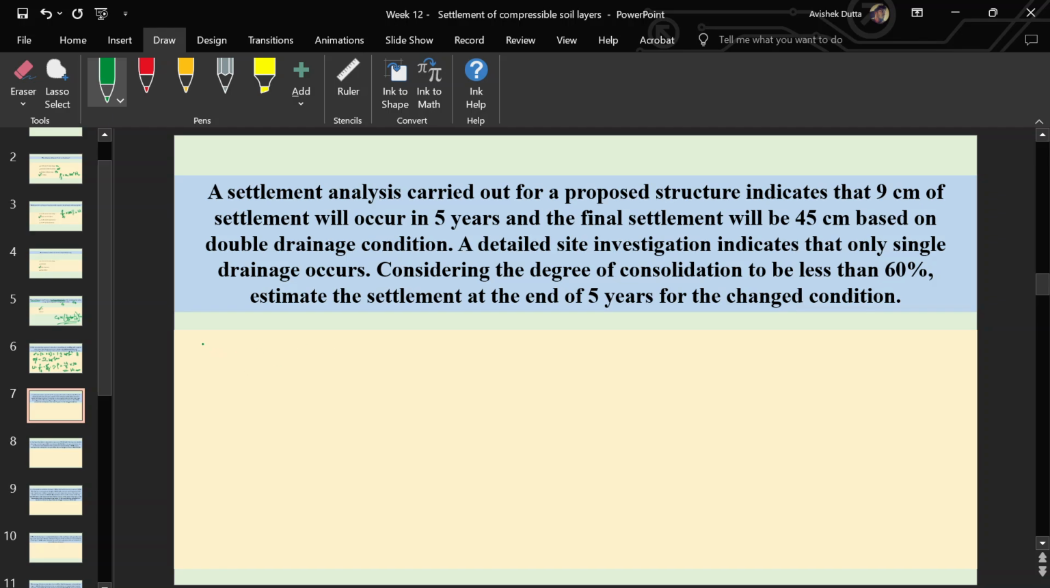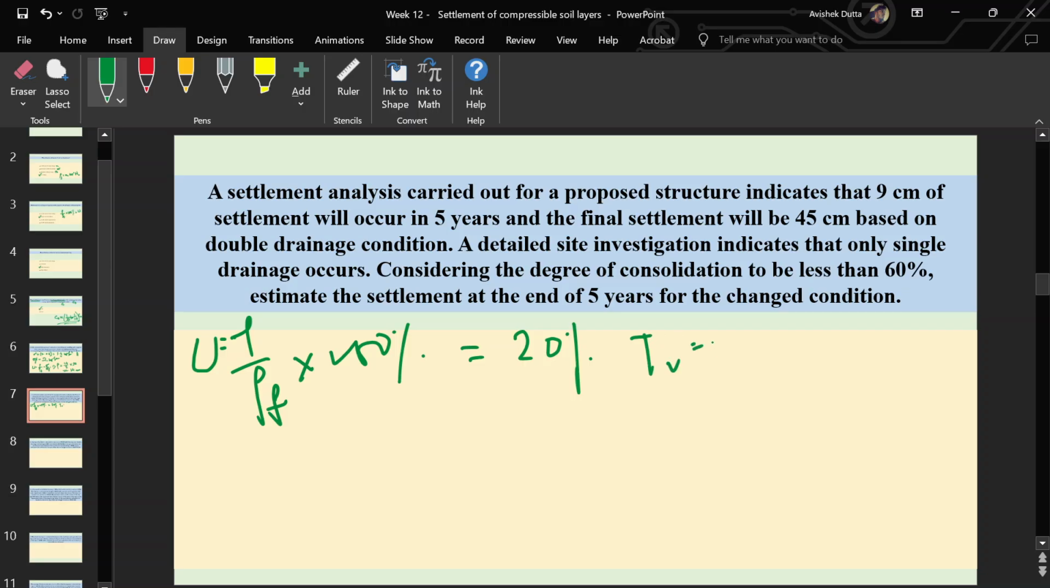Okay, so I'll just tell you, U equals rho by rho f into 100%. Now it is 9 and 45. Based on that, it is 20 percent. From there, you can find out TV. What is the formula? For U less than 60 percent, TV equals pi by 4 times (U by 100) whole square, right? You can find out TV.